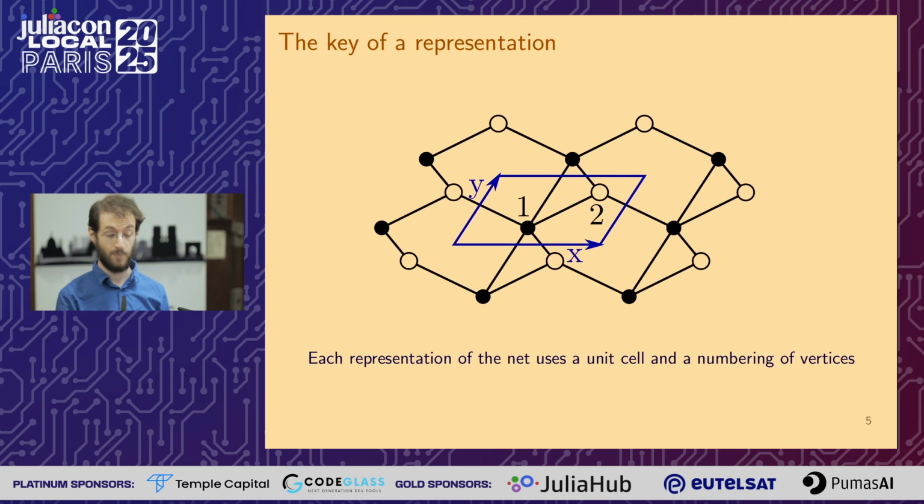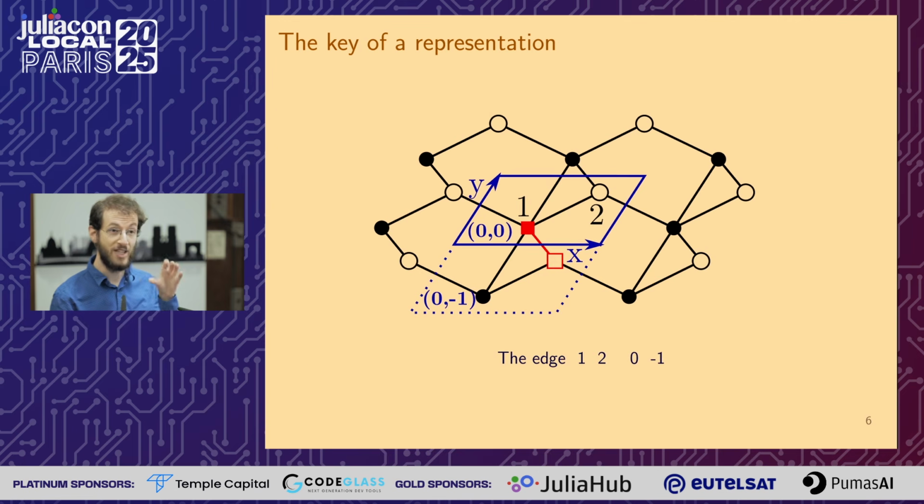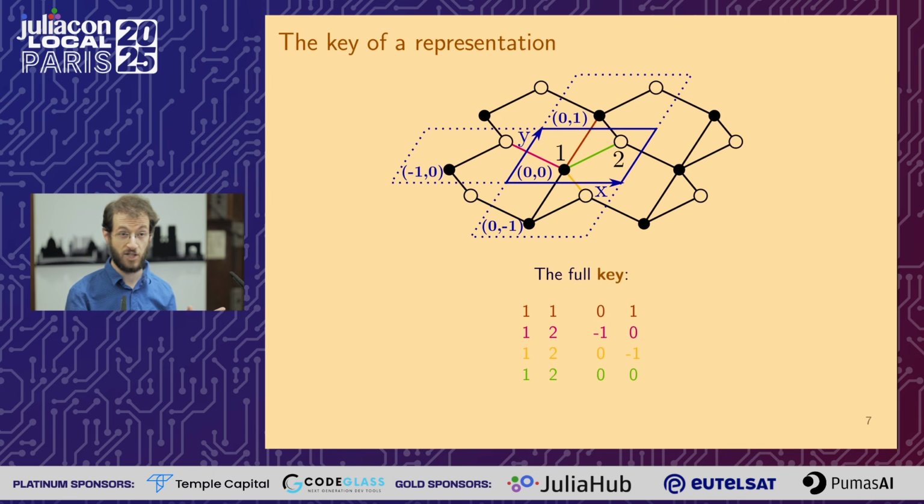Once we have this, we can attribute to each edge a sequence of numbers. So the red edge here is going to be called 1, 2, because it goes from node number 1 to node number 2. 0, -1, because it goes into the unit cell with an offset of 0, -1 compared to the reference unit cell. We can do this for all the unique edges of the graph that will get repeated, and we obtain a key. And the key is just a sequence of numbers.